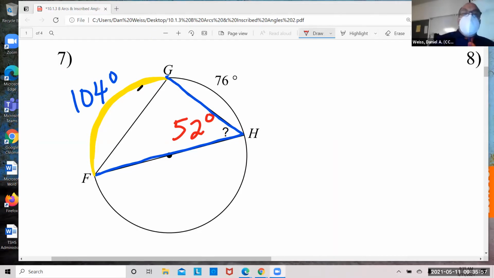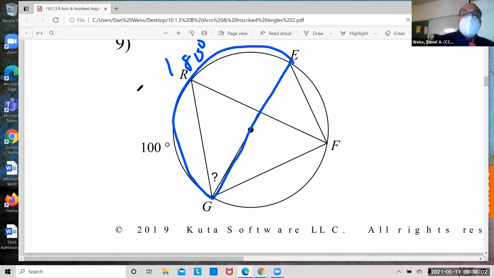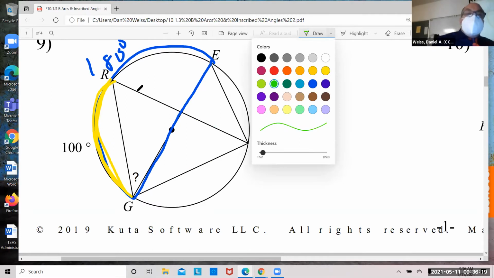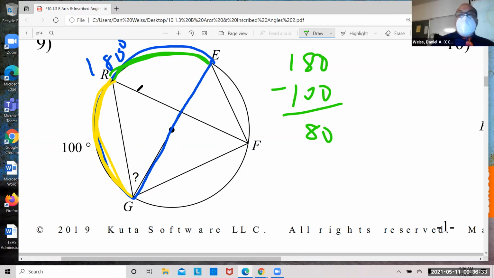Let me do one more. Here's another 180 degrees. This guy is 100. Which means I want to know what this guy is, this green one. Isn't that green one going to be 180 minus 100? Isn't that green arc going to be just 80.